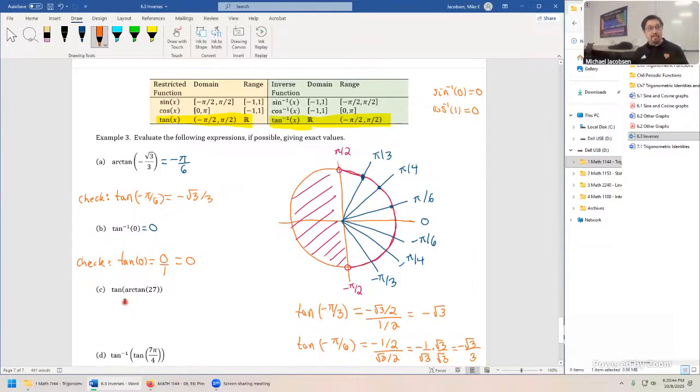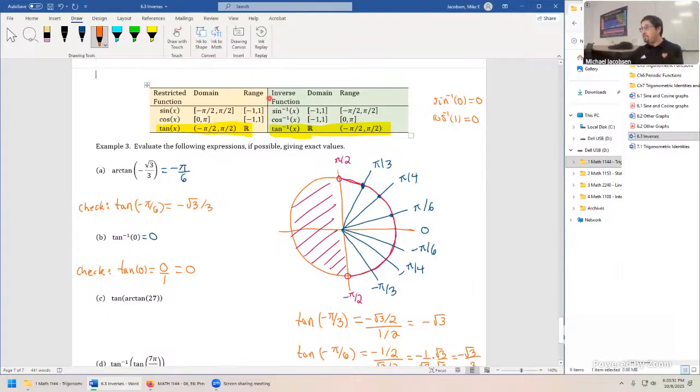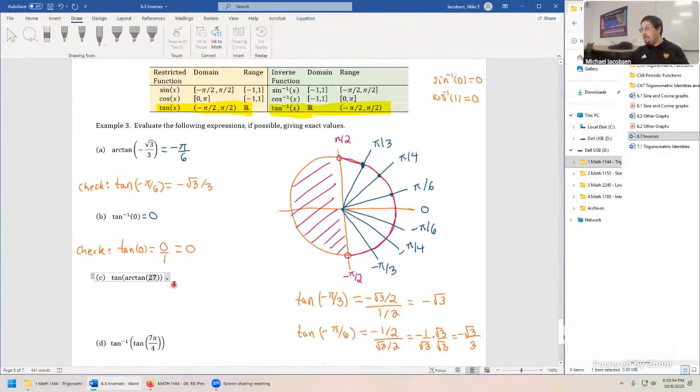So part C is where it gets a little finicky. It's tangent of arctangent 27. And thinking in terms of what we did in just the very last portion of the notes, if we did something along the lines of cosine of arc cosine 27, this one's immediately undefined. That's because the input to the inverse function, arc cosine, exceeds 1 by a lot. It's nowhere in the domain. It's far outside the domain.